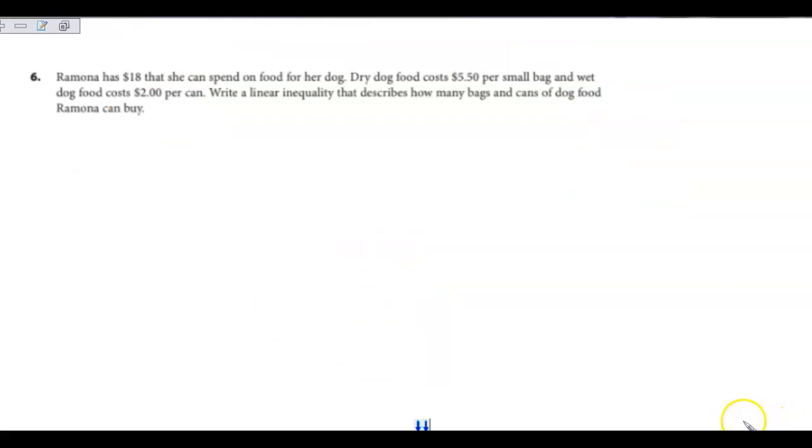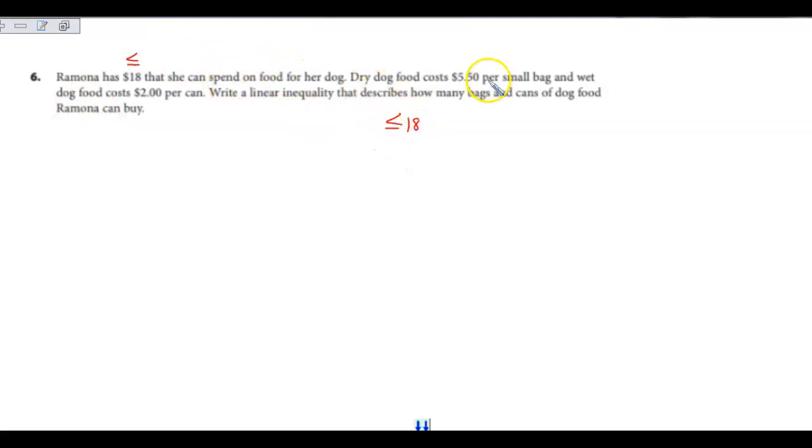Ramona has $18 that she can spend on food for her dog. The dry dog food costs $5.50 per bag, and wet dog food costs $2 per can. Write a linear inequality that describes how many bags and cans of dog food Ramona can buy. She has $18. She doesn't have more than $18. So she can spend less than 18 or she can spend 18. So it's going to be less than or equal to 18.